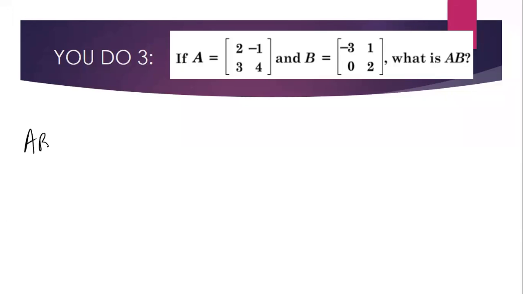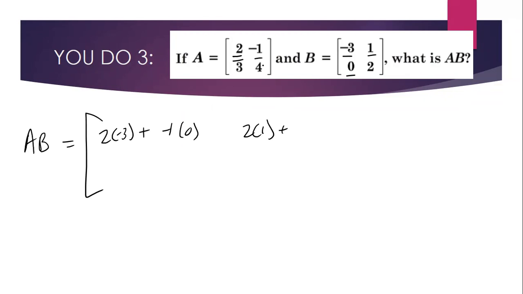So you have A times B equals, and remember you're doing row times column. So you have 2 times -3 plus -1 times 0. That's your first element. I have 2 times 1 plus -1 times 2. And I know that 3 and 4 are going to repeat the same process, right? So we have 3 times -3 plus 4 times 0. Then we have 3 times 1 plus 4 times 2.